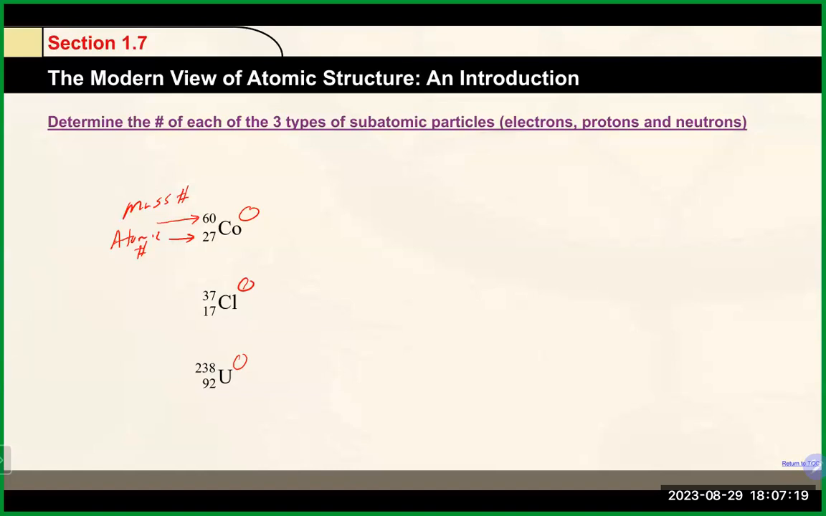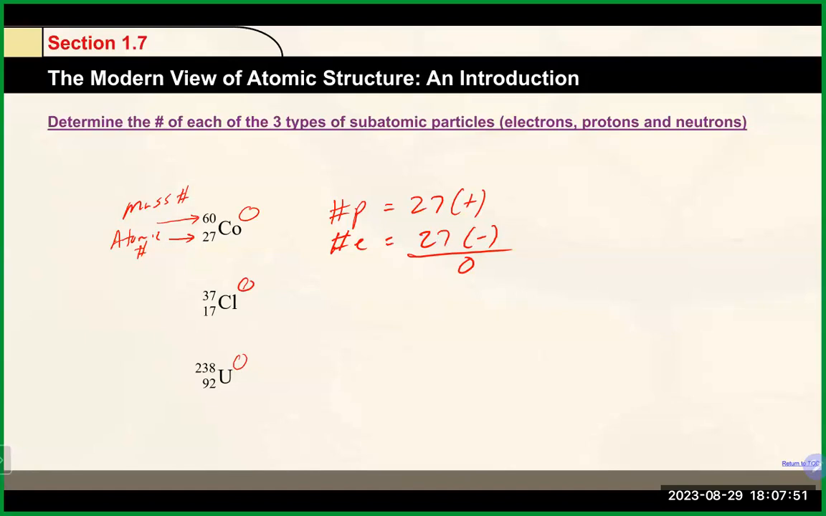That would mean this Co, which is cobalt, has 27 protons, which are 27 positively charged things. Because this is neutral, and the only thing that is negatively charged in the atom is electrons, we would also need to have 27 electrons to balance it out. That gives us no overall charge. They balance each other out.